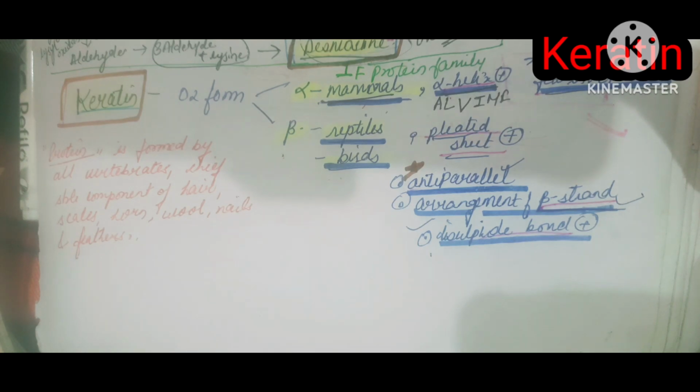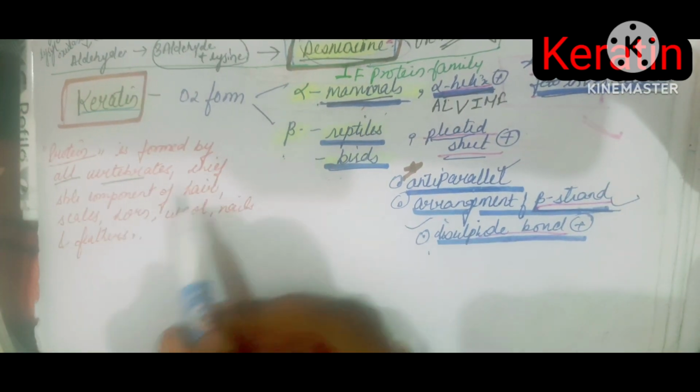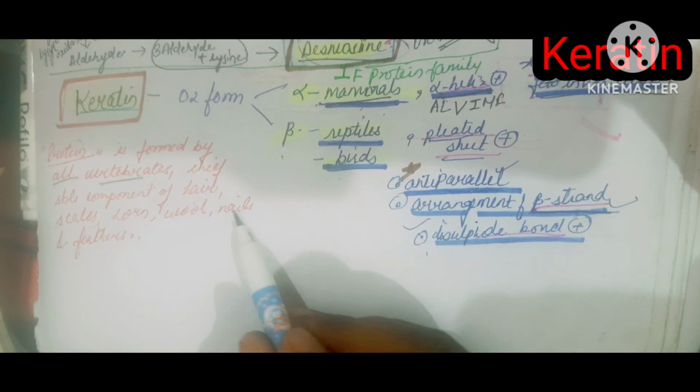After collagen and elastin, let's discuss keratin, which is again a protein found in your hair and nails, and in animals' scales, horns, wool, nails, and feathers. So keratin protein is found in all vertebrates. First point: it is the chief structural component of hair, scales, horn, wool, nails, and feathers.